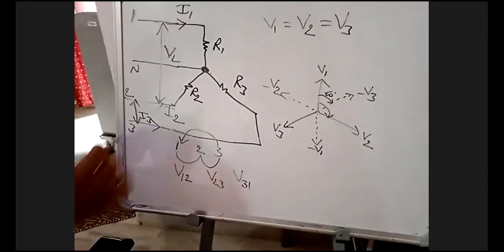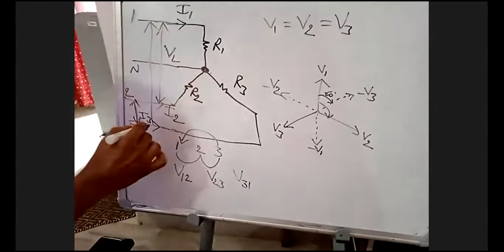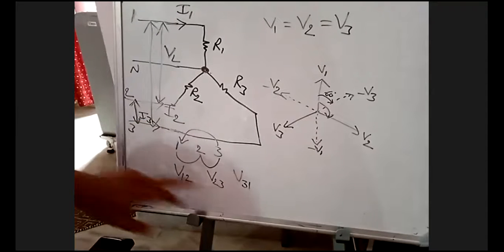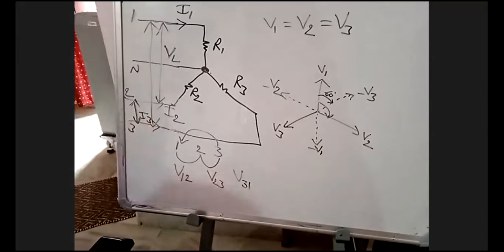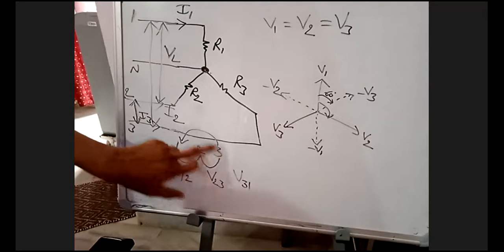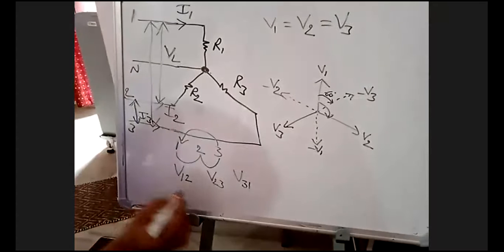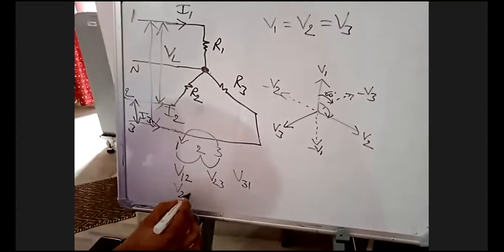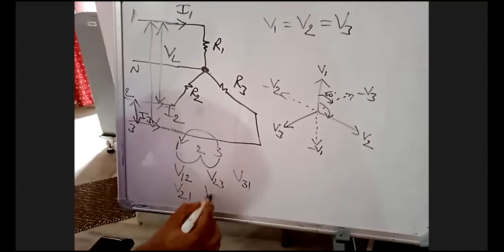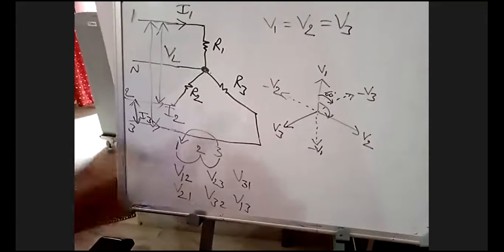Next, in between 3 and 1, this is the line voltage. So the sequence you see is 1, 2, 2, 3, 3, 1. If you go in the reverse, this will be negative line voltage. These three are positive. Next, 2 1, 3 2, 1 3. These are the negative line voltages.